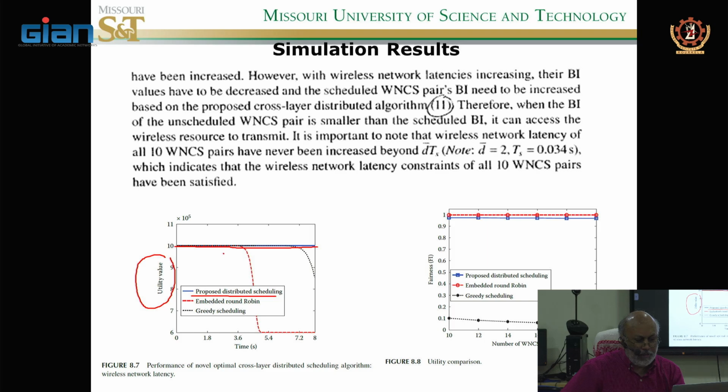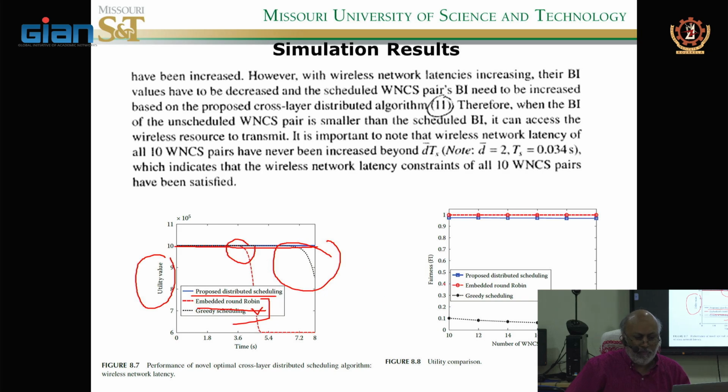And after some time, we compared with other methods that are very popular. One is called greedy scheduling. Greedy scheduling means the ones with the maximum value will ultimately transmit. We also have embedded round robin. Round robin is if there are 10 people, you go first, you go second, one at a time, already assigned, and then you transmit. As the network delay increases, that causes problems. Greedy also fails, whereas our approach maintains the maximum utility value.